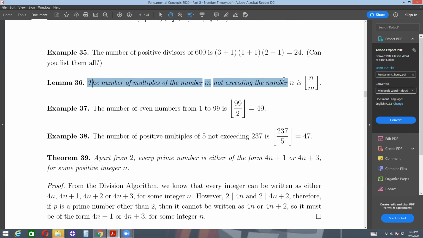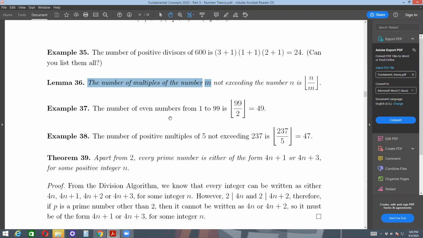Right, this one is useful as well. The number of multiples of a number m not exceeding another number n is given by the floor of n divided by m. So basically, if n is a bigger number and you want to know how many multiples of m there are from 1 to n, then you divide n by m and then you look at the greatest integer less than or equal to that, and that would give you the answer.